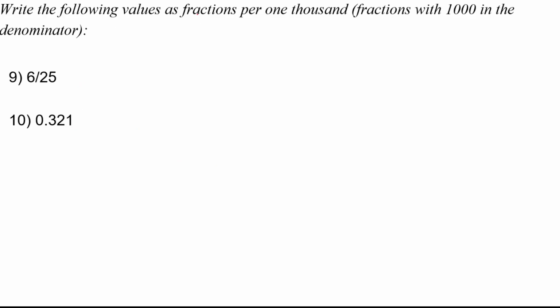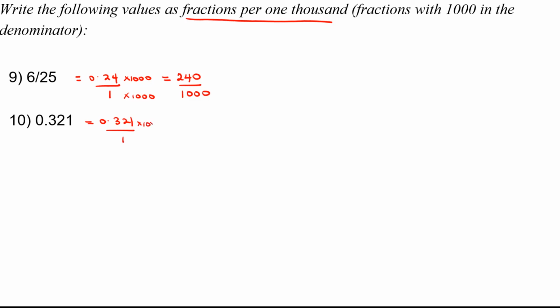If we want fractions per 1,000, we do the same, multiply both sides by 1,000. 6/25 expressed as a decimal is 0.24. We know this is a decimal per 1, so to have a value per 1,000, we just have to multiply this by 1,000, multiply this by 1,000, or move the decimal 3 places to the right, which gives us 240/1,000.